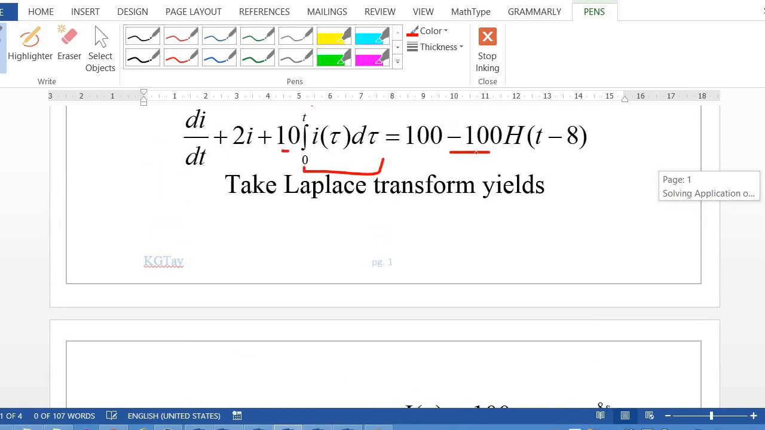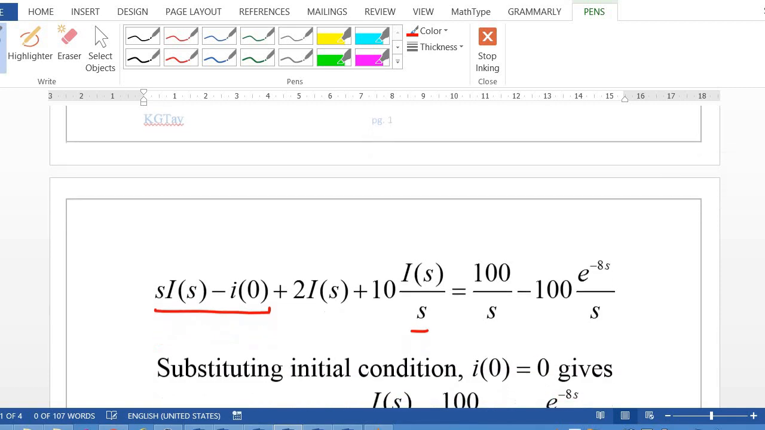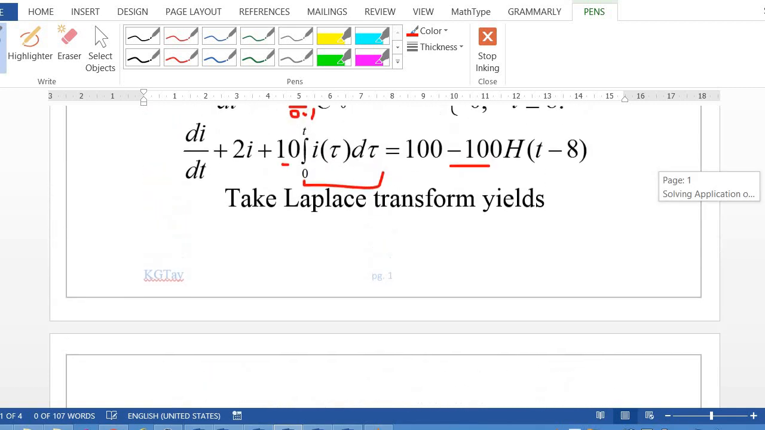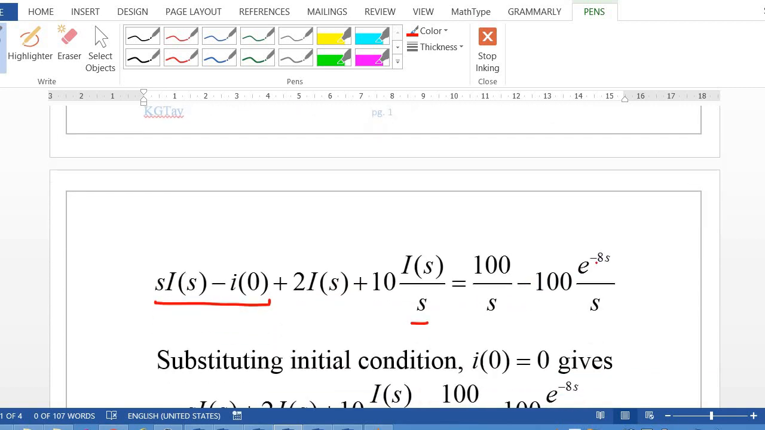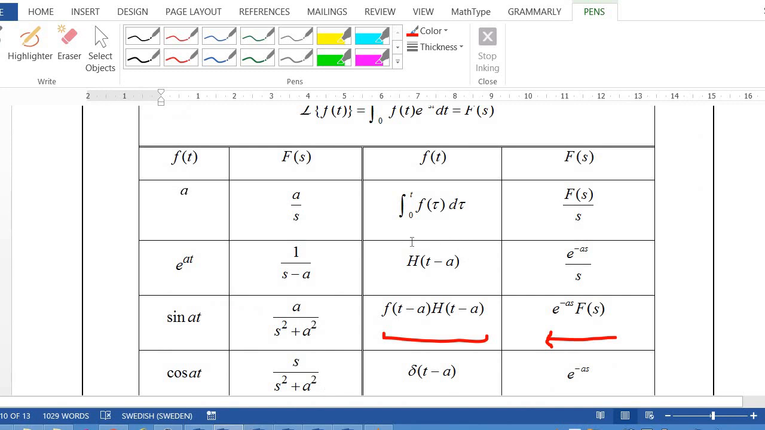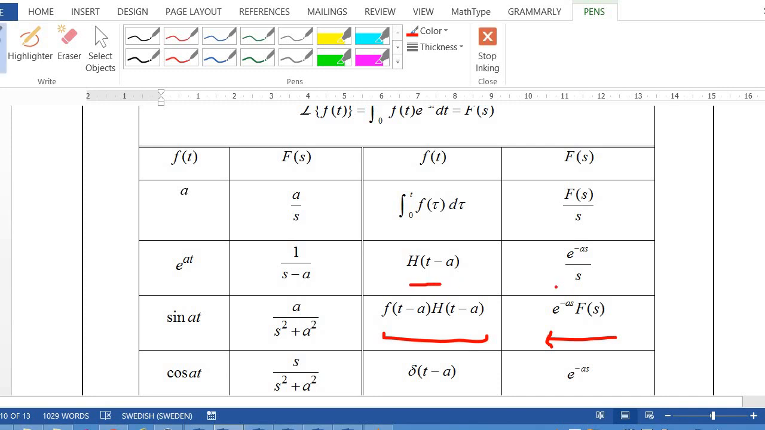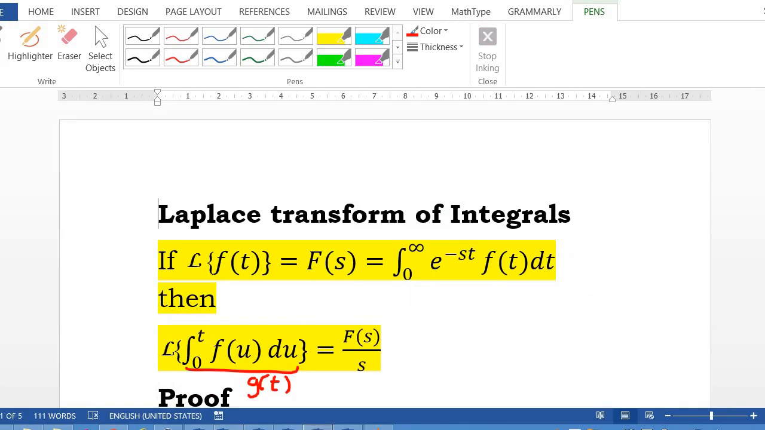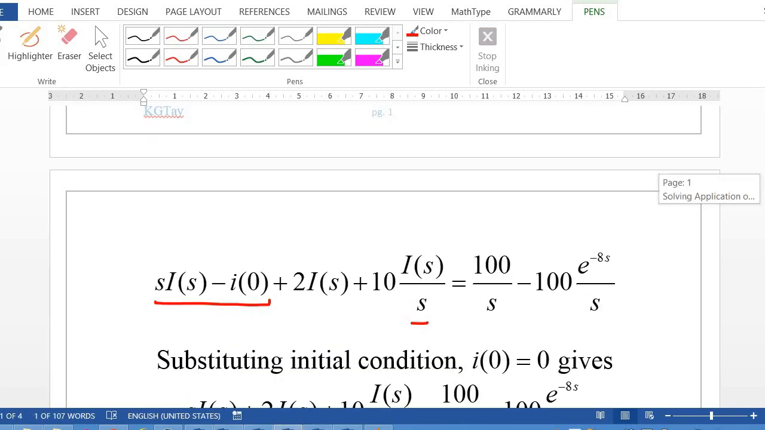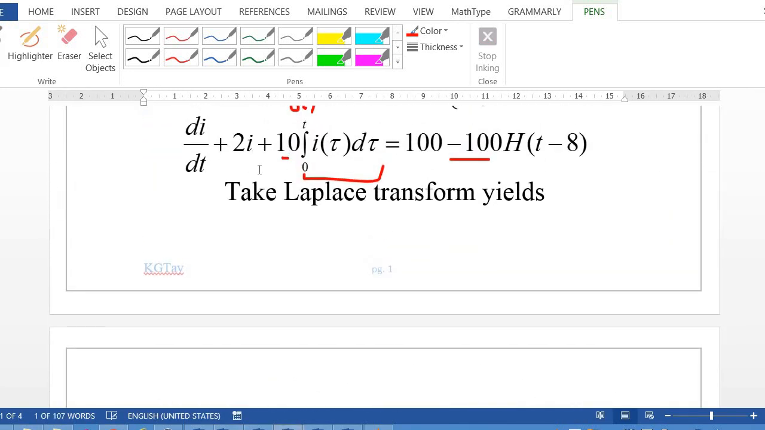And then the Laplace transform of 100 will be 100 over s. The Laplace transform of 100 times h(t minus 8) will be minus 100 e to the negative 8s over s. Recall the Laplace transform for the Heaviside unit step function h(t minus a) gives e to the negative as over s. So h(t minus 8) will be e to the negative 8s over s.